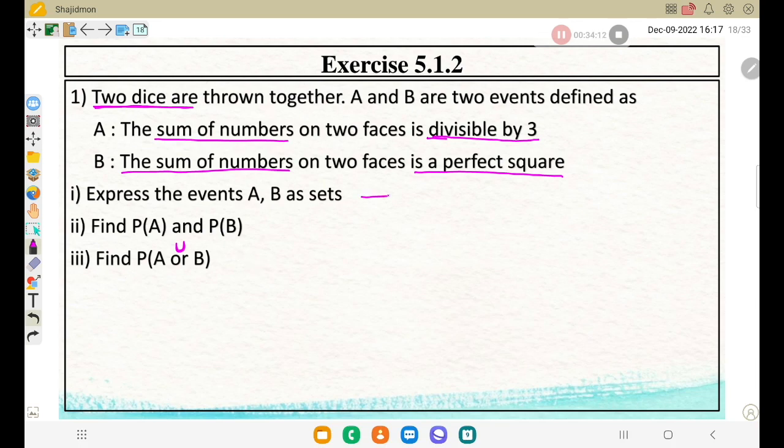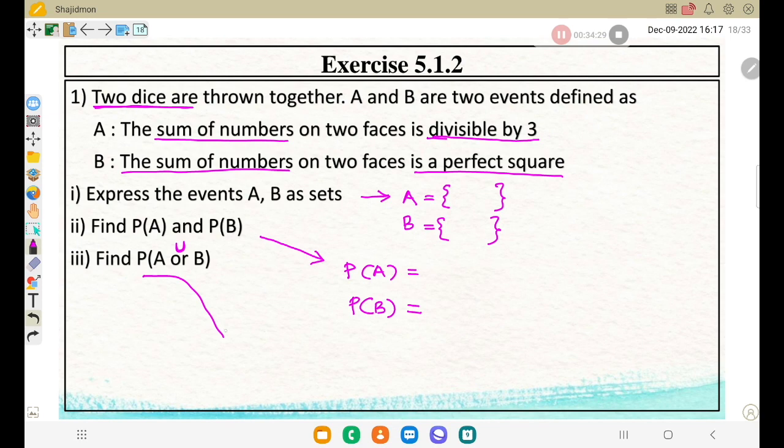In the first part, write the A set. A equals what set, and what is the set B? In the second part, we need to calculate the probability of A and the probability of B. In the third part, what is the probability of A or B? Or means union. So what is the probability of A union B? These are the three questions we need to do. So let's start the question.